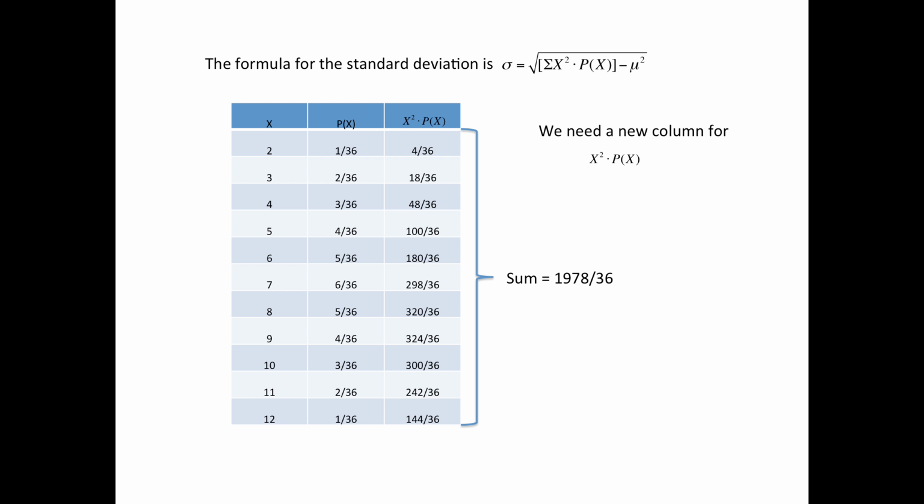So it turns out to be 1978 divided by 36. And I'm not going to get the decimal for that. I'm just going to put that right here in the formula. So the fraction 1978 over 36 goes right here. And then this is just going to be minus 7 squared. So you take the square root of the fraction minus 7 squared, and the standard deviation turns out to be 2.438. Well, now that we have the mean and the standard deviation, we can answer questions like this.